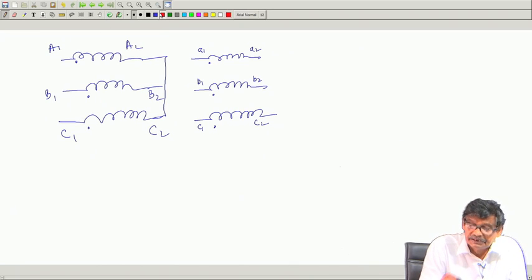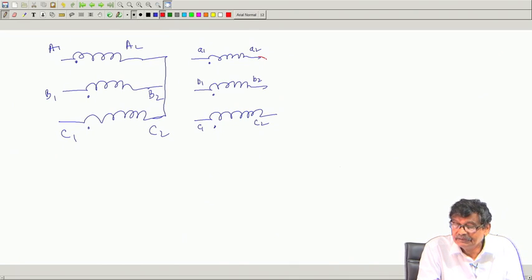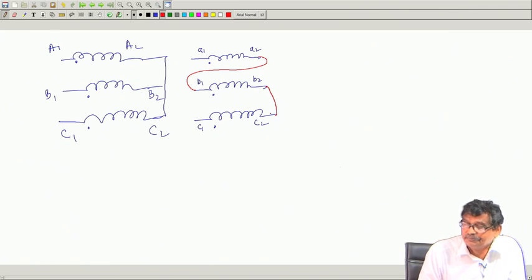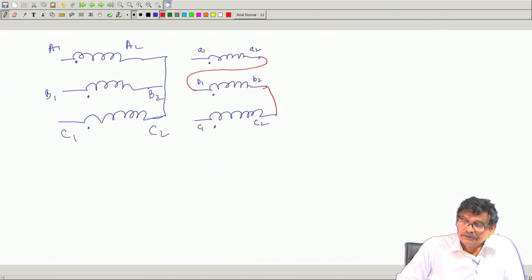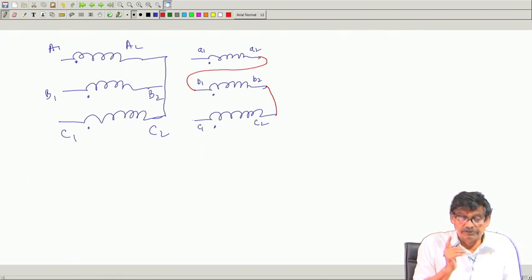Are you getting it? He joins these points. So, these two are in series. Then he makes this series connection by joining these two, and he is planning to join these two points also. Now, to make a delta, he thinks that three elements must be connected in series, and from the junctions you take the output. If he does like that, what is going to happen?